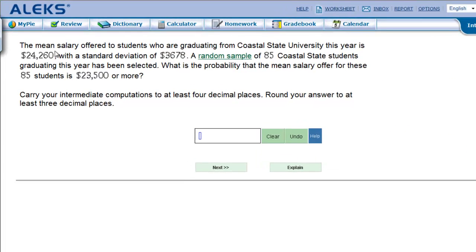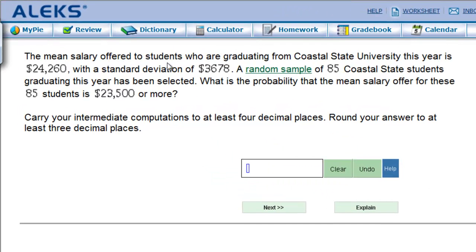Alright. The mean salary offered to students who are graduating from Coastal State University this year is $24,260 with a standard deviation of $36,078. A random sample of 85 Coastal State students graduating this year has been selected. What is the probability that the mean salary offer for these 85 students is $23,500 or more?